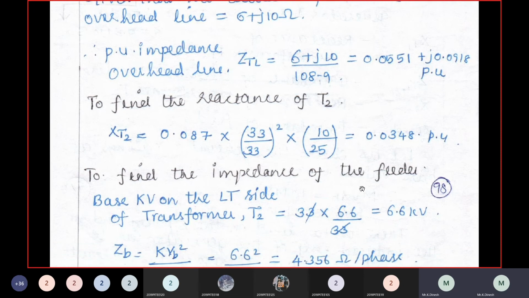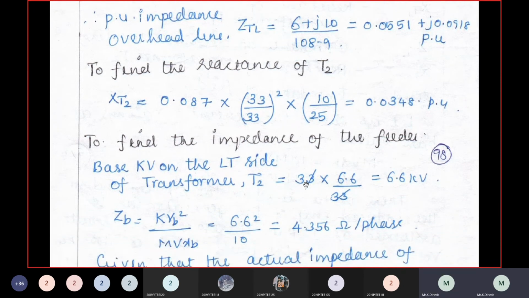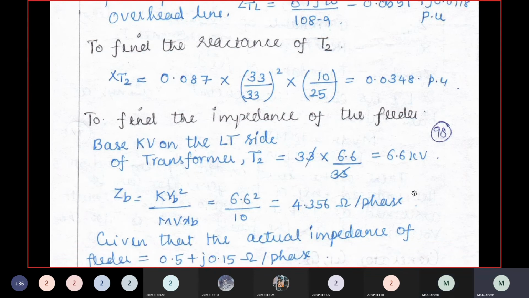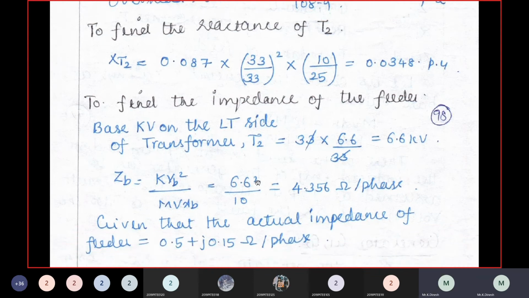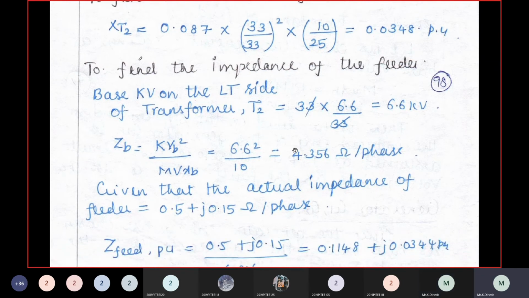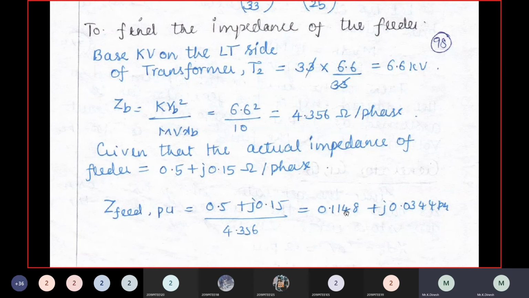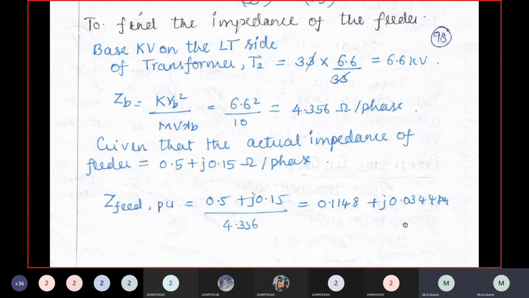Next is to find the impedance of the feeder. So obtain the change of base in kV base on the LT side. 33 into 6.6 by 33, the 33 high side gets cancelled, you have only 6.6. Here also your base value is 6.6 squared by MVA base 10, 4.356 is my ZB. The actual by base: the feeder impedance is 0.5 plus j0.15. Just divide it, and you get 0.1148 plus j0.344 per unit.